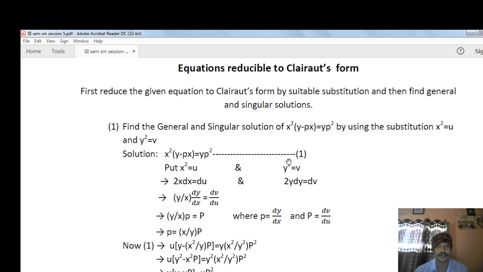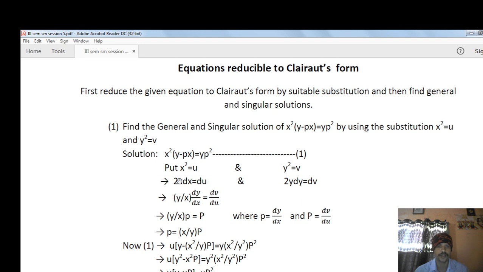Consider the given equation, call it as 1. And this is the given transformation, x square is equal to u, y square is equal to v. Now, transform the variables x and y completely to the variables u and v in the given equation. It is equally important that we have to transform the derivative p, which is dy by dx, where y and x are involved, into some other derivative involving u and v. We can achieve this like this.